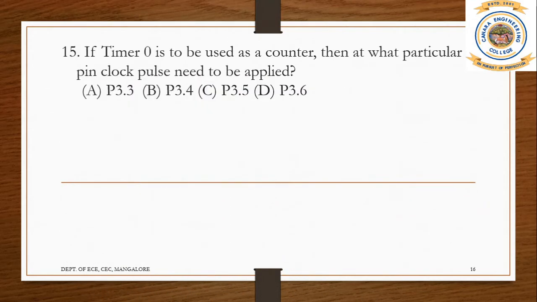So next question is again on timer. If timer 0 is to be used as a counter, then at what particular pin does the clock pulse need to be applied? So for this you have to know two things. One is the pin diagram of 8051 should be thorough, and the next is you should know that a timer can be operated as a counter in 8051. So here answer is B.